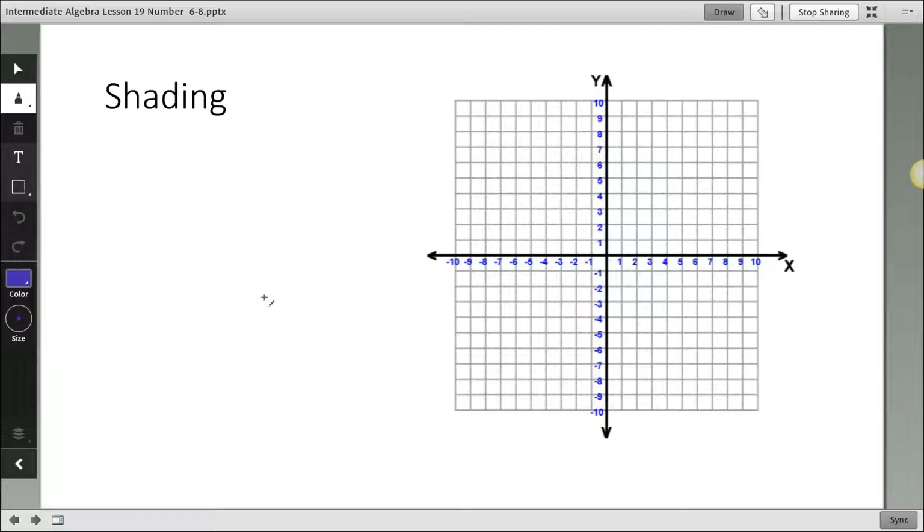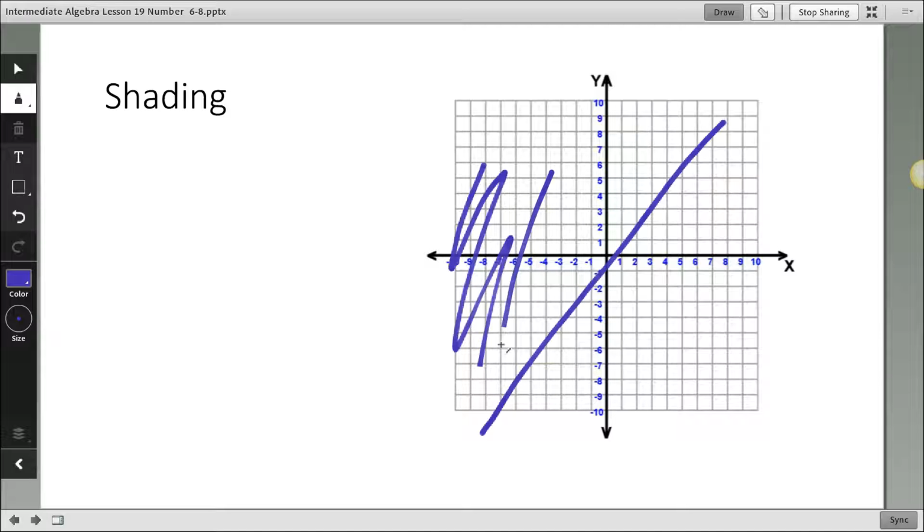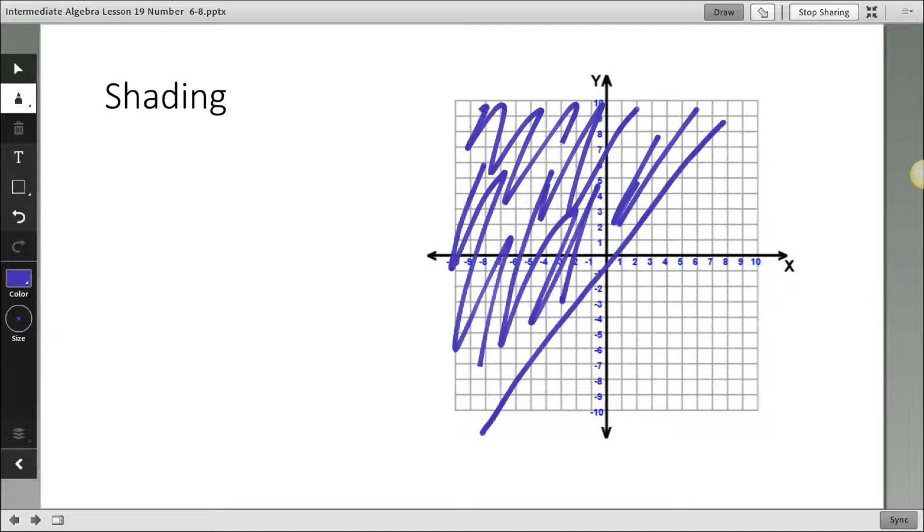Shading, we also have to shade. So once you draw a line, you will have to shade the correct top of the graph. So that's the two things that after you graph correctly, if you don't have these, then you haven't completed the process. So you got to have the correct line type and the correct shading. And we'll talk about shading as we go through these.